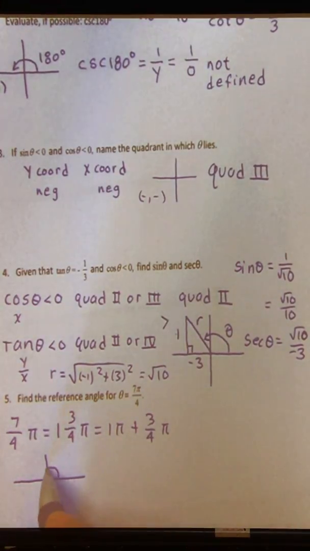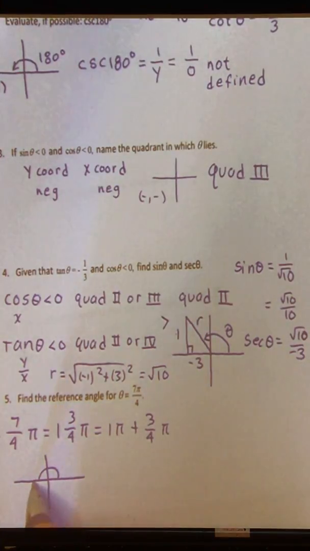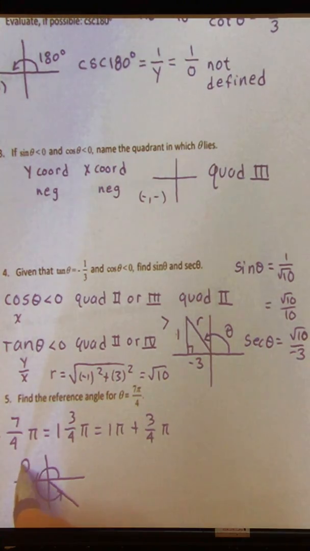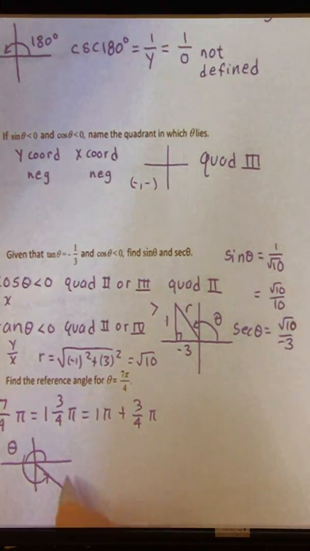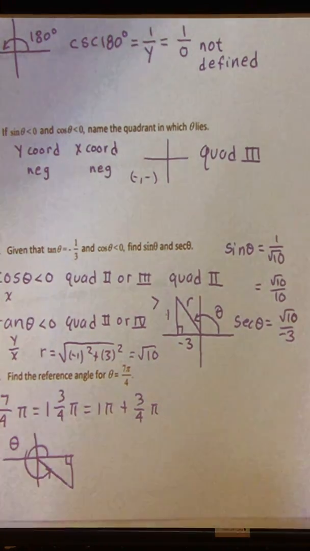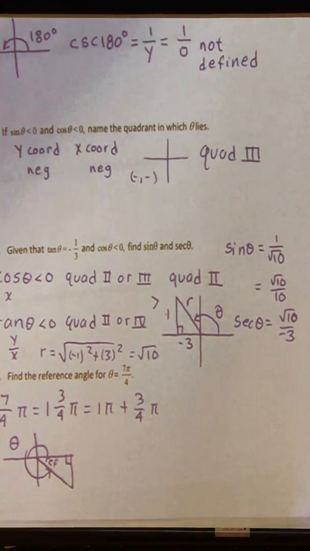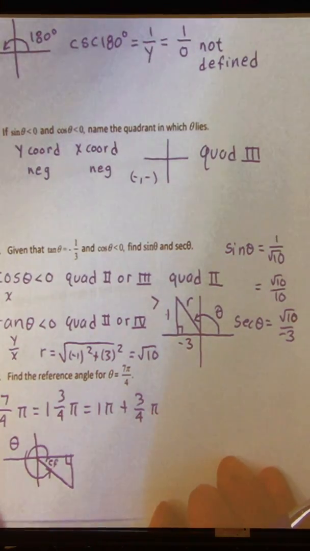So here is your 1 pi and 3/4 of pi. Pi is a full 180. That's halfway to 180. We want 3/4. So that's going to put us over here in the 4th quadrant, and that'll be where our given angle theta lies. Okay? Our reference angle, here is our right triangle. Our reference angle is always the acute angle here pinched between the terminal side of the angle and the x-axis.